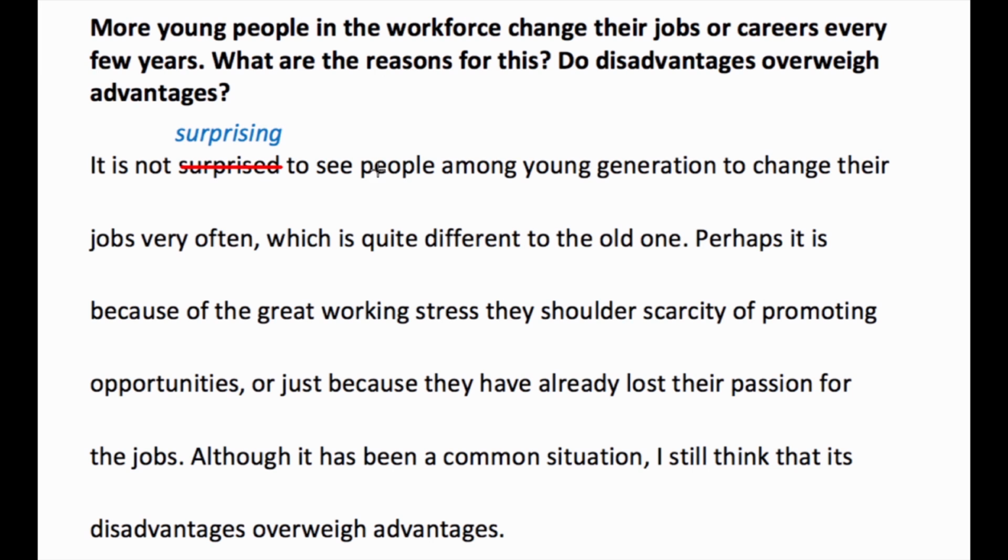Another problem is this: people among young generation. It's not grammatically correct, and also it's not the best way to say this. I know what you mean, but this isn't the most academic way to say this, really. Instead, let's say young professionals. A third problem in this line is this word here, too. If we look back here, we can see the word see, which is a verb. See can't be followed by to change. It needs to be followed by the bare infinitive, just change, no to. So, see young professionals change their jobs.